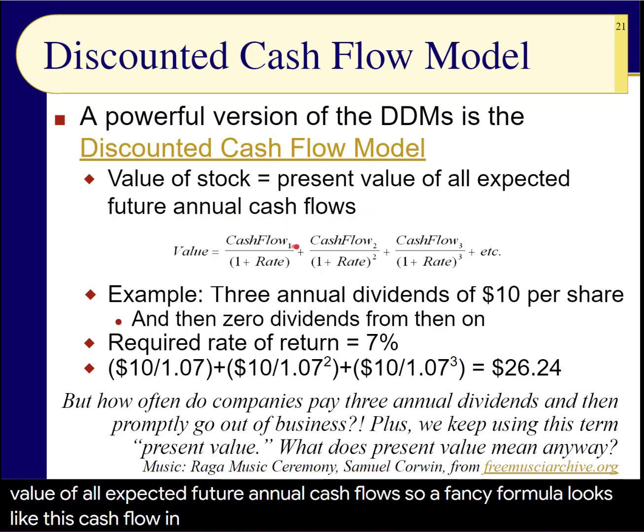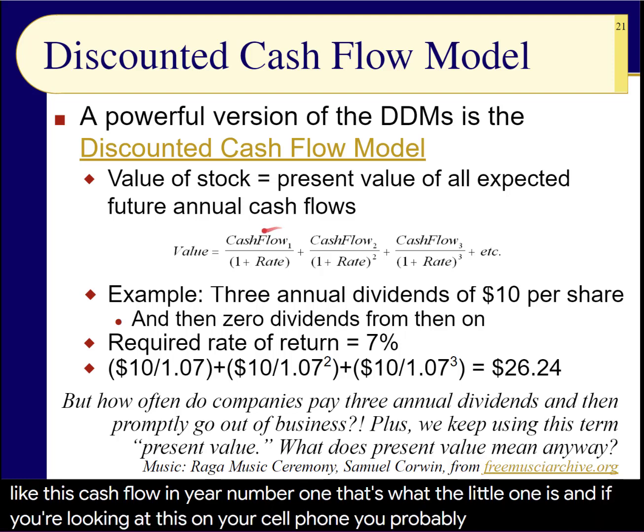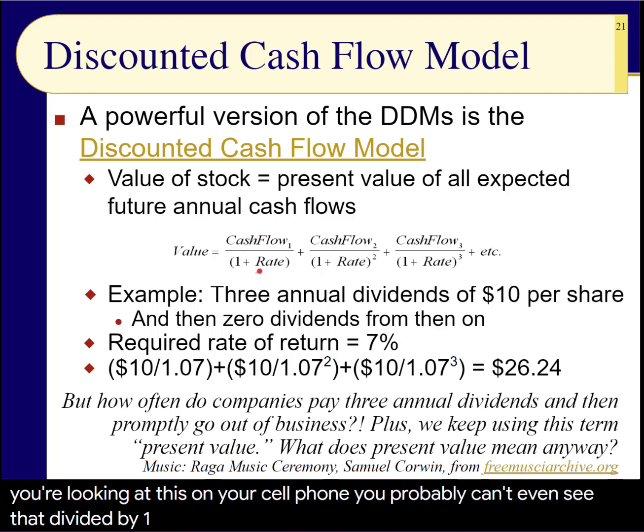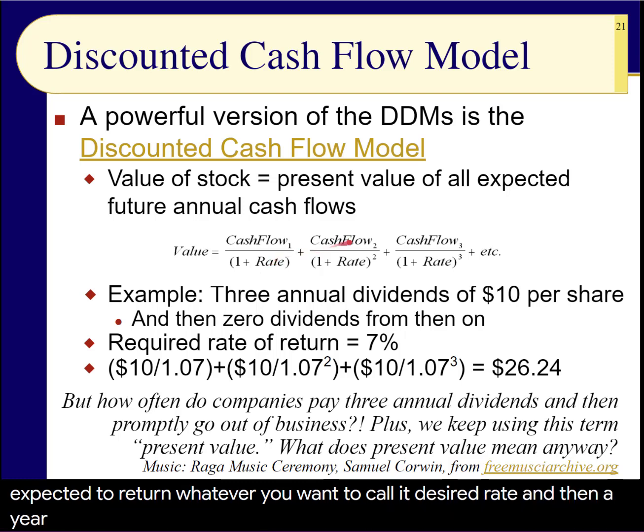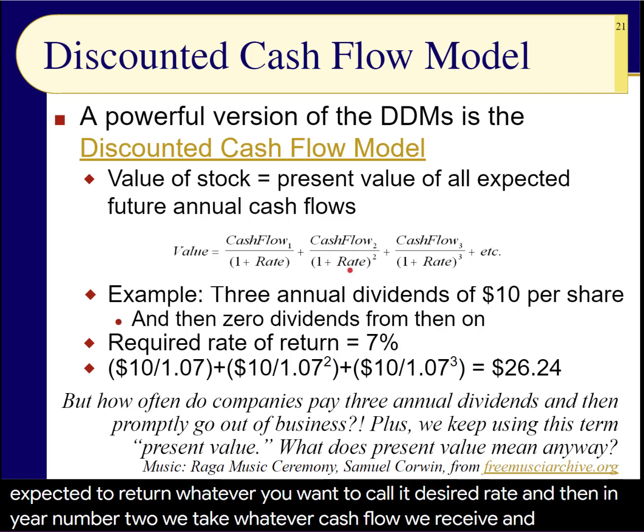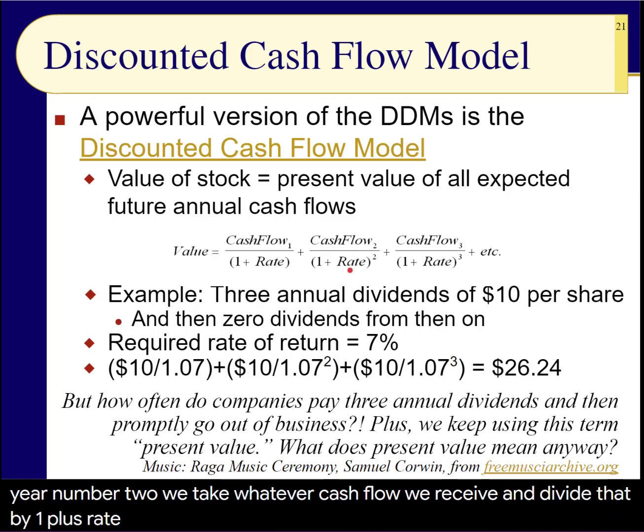Cash flow in year number one, that's what the little one is, and if you're looking at this on your cell phone, you probably can't even see that, divided by 1 plus our required rate of return, the discount rate, our expected rate of return, whatever you want to call it, desired rate. And then in year number two, we take whatever cash flow we receive and divide that by 1 plus rate. But the year number two, we square it. We multiply it times itself.